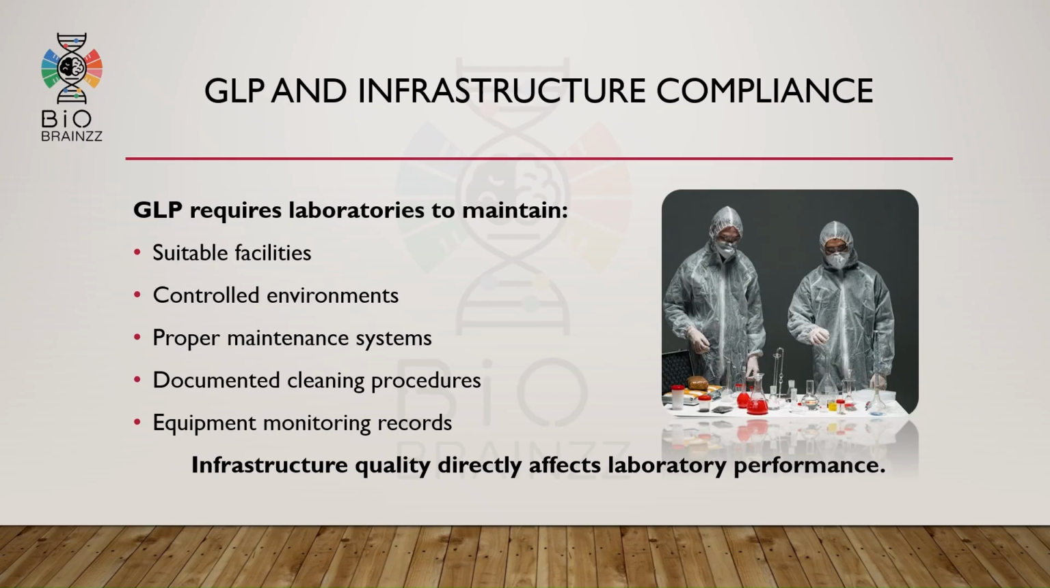GLP guidelines require laboratories to maintain proper infrastructure standards. This includes suitable laboratory facilities, controlled environments, proper maintenance systems, cleaning documentation, and equipment monitoring records. Infrastructure quality directly affects laboratory performance and reliability of scientific data.